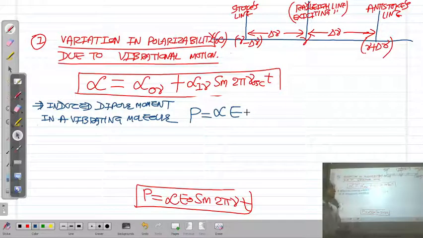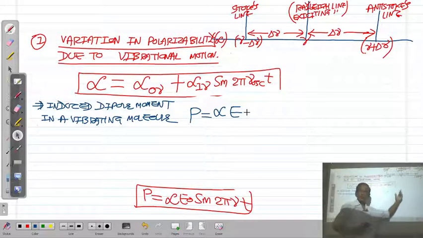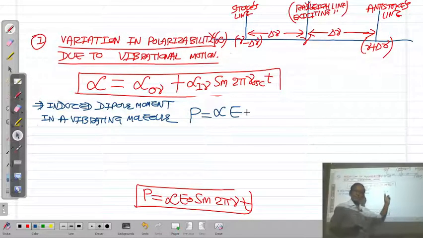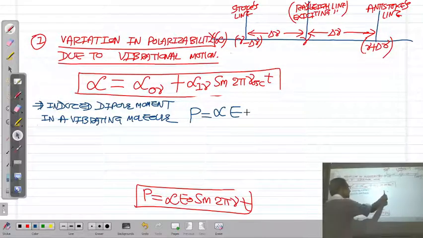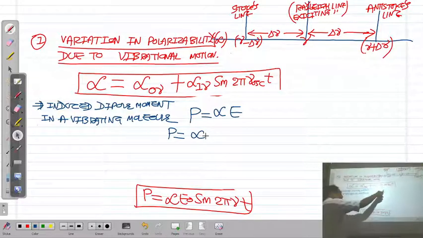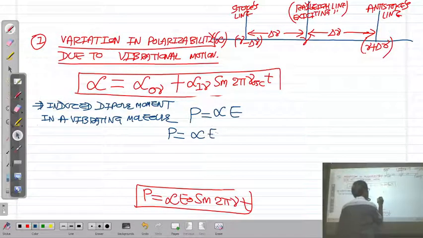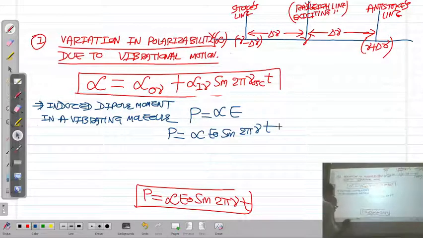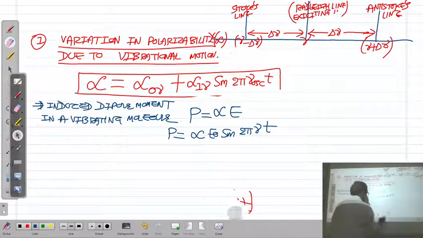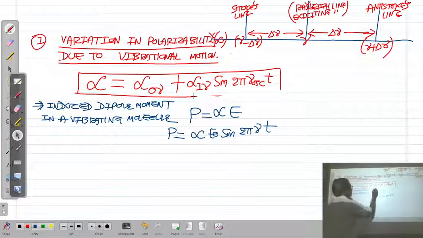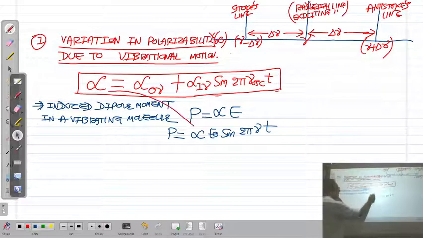As I told you, the induced dipole moment in the molecule is directly proportional to the oscillating electric field of the incident light. We put some constant: P is equal to alpha E. Alpha is the polarizability of the molecule, and E is the oscillating electric field of the incident light, which is E0 sin 2 pi nu t. In this equation, we can put the value of alpha, right?